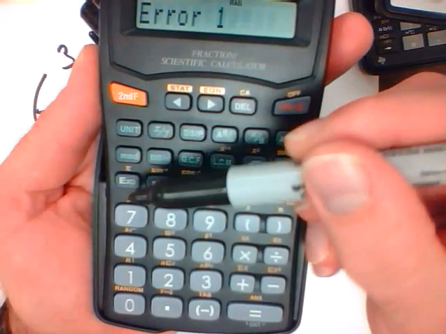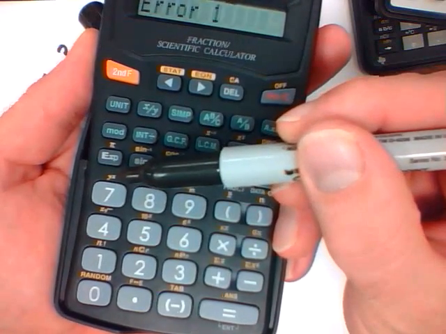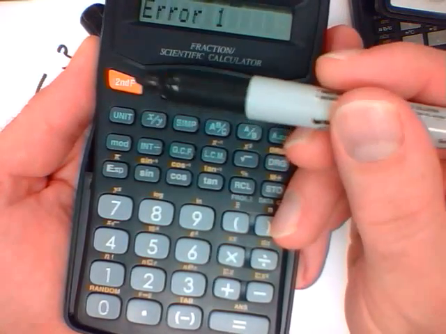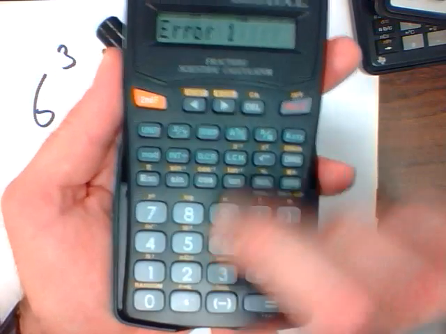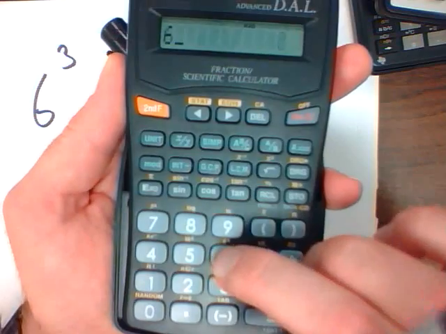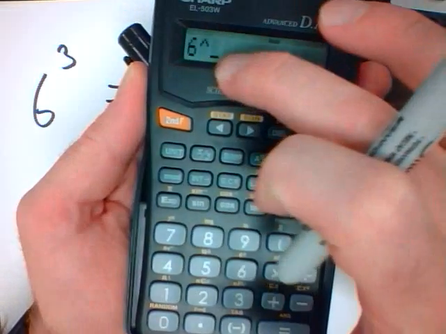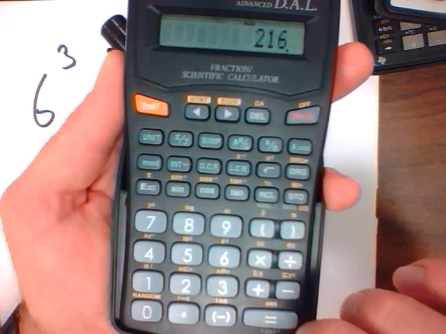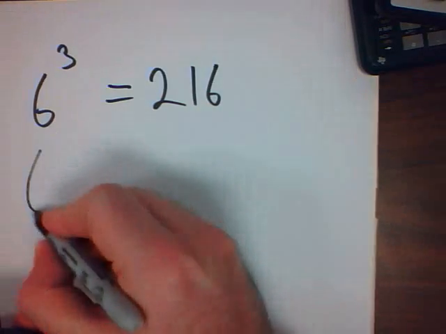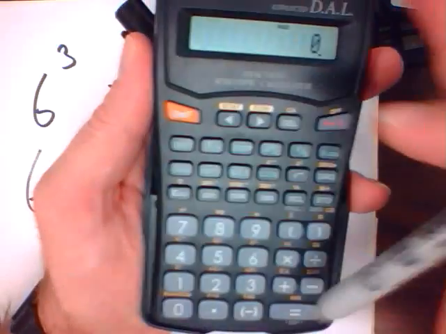This one's going to be a little more difficult. See how the lettering is above the number 7? That means I have to use the second function key in order to get that to work. So to do it, I'm going to have to do, first of all clear it, 6, second function, 7 to give that power symbol, 3 equals 216. So keep in mind that this is 6 to the power of 3. All right, some calculators you're going to have to watch for that.